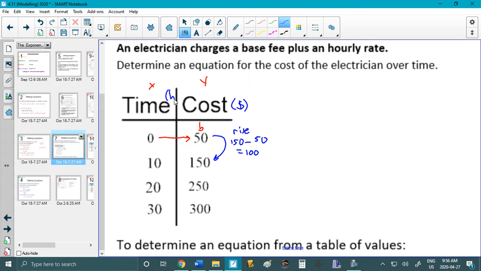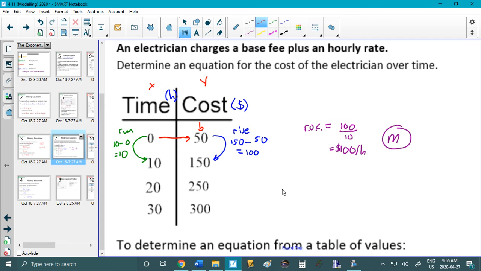And this is probably going to be time in hours because it's an electrician. They wouldn't charge per minute, hopefully. And then to get the run, we look at the change in the x values, or in this case the time, the independent variable, all the same thing. We do the bottom value, 10, minus the previous value, 0, and we get 10. So the rate of change equals rise divided by run, equals 100, and that's dollars per hour. And this is our m.